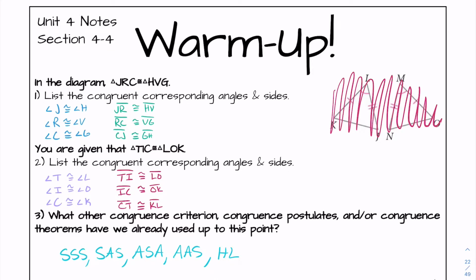I did the warm-up, so feel free to pause at this time. You can ignore this diagram, it was incorrect, but we don't need the diagram to be able to complete each one of these statements, which I did. So pause it right now, write them in, make sure you have the same thing for the warm-up. The congruence criteria we've used up to this point are side, side, side, side, angle, side, angle, angle, side, and the HL theorem.